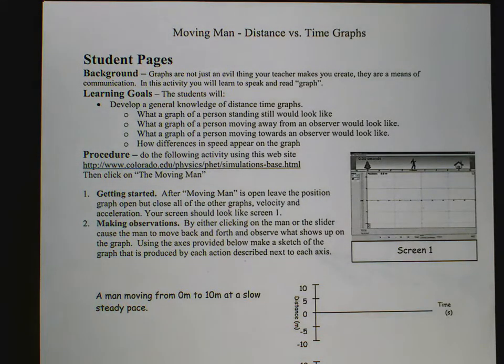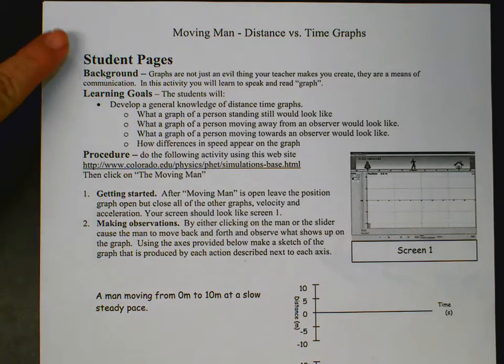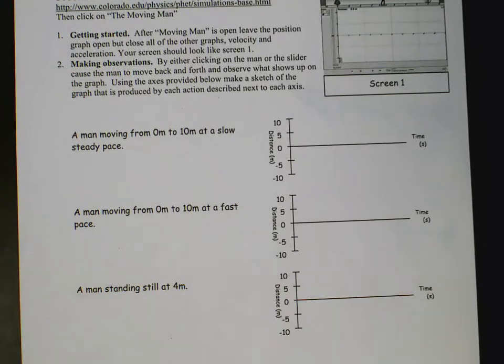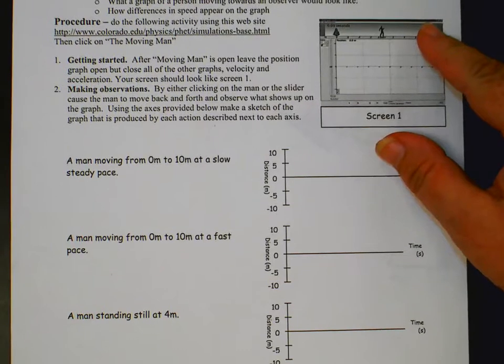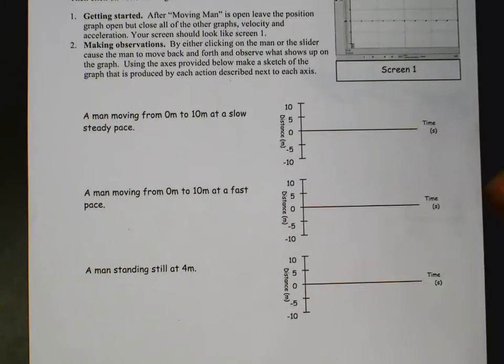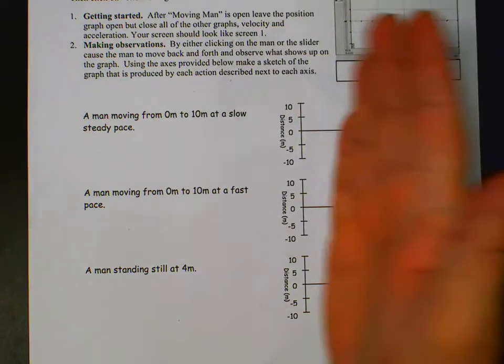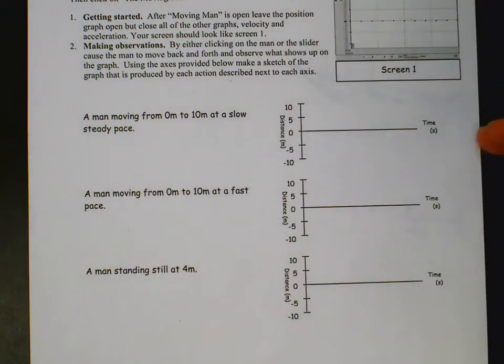Okay, my lovelies, the last time we did a PhET lab, which was late last week, you did the moving man distance versus time graph. On this assignment, you closed out the bottom two graphs when you opened up the simulation, and you graphed what the line did as you went from distance versus time. So distance was on the y-axis and time was on the x.